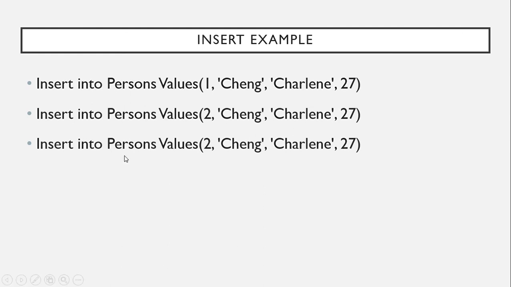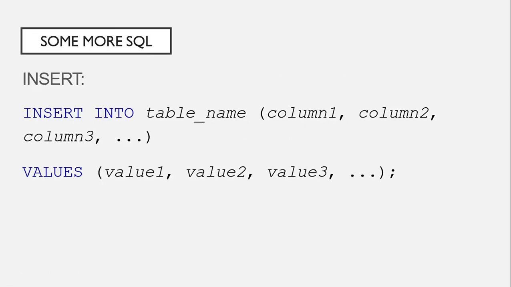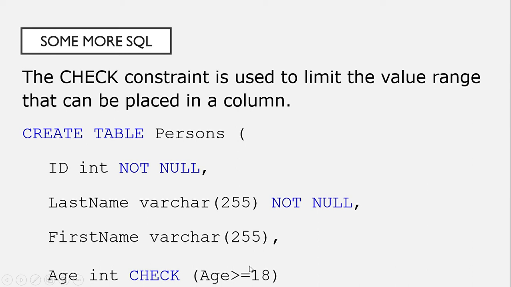So if I modify the third insert row to be 2, Cheng, Charlene, and 17, then the third row shouldn't be added into the database because you set the age should be larger than 18.